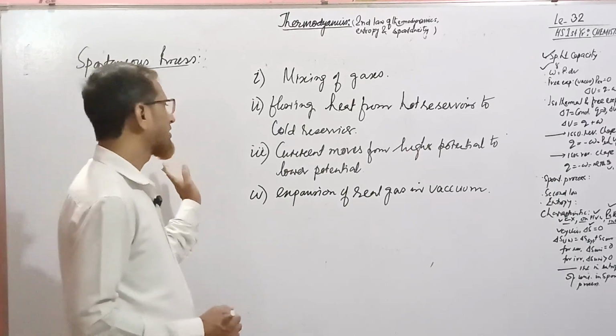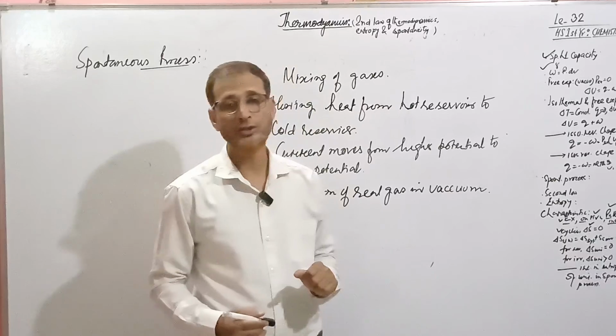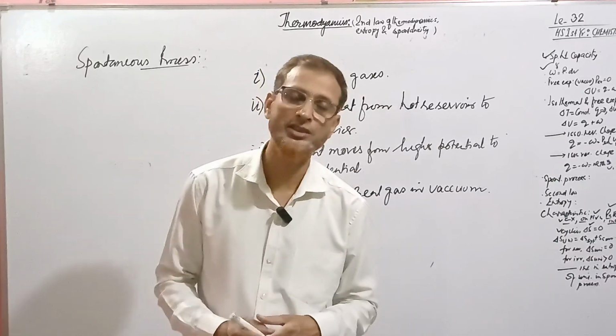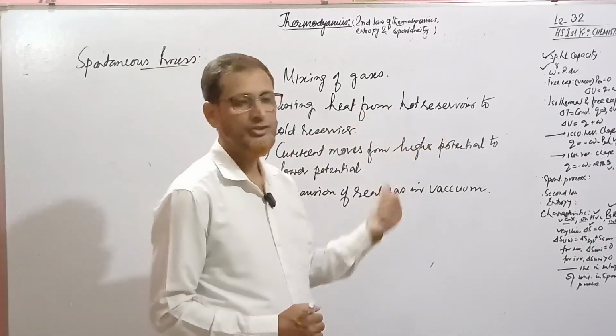spontaneous process. Next, current moves from higher potential to lower potential, a universally true fact. In a conductor, current always moves when there is a potential difference, and when there is a potential difference, one is higher potential and another is lower potential.